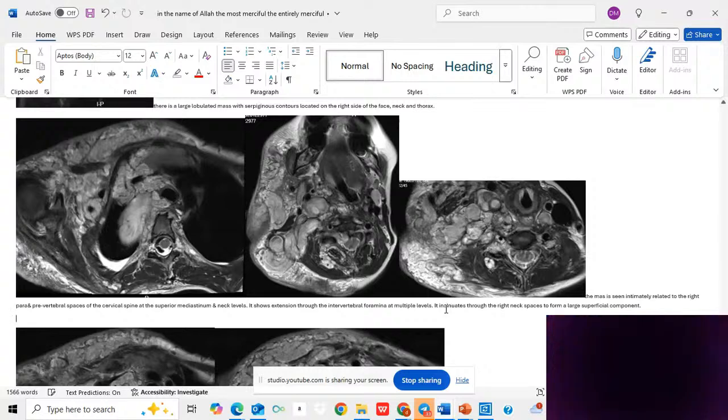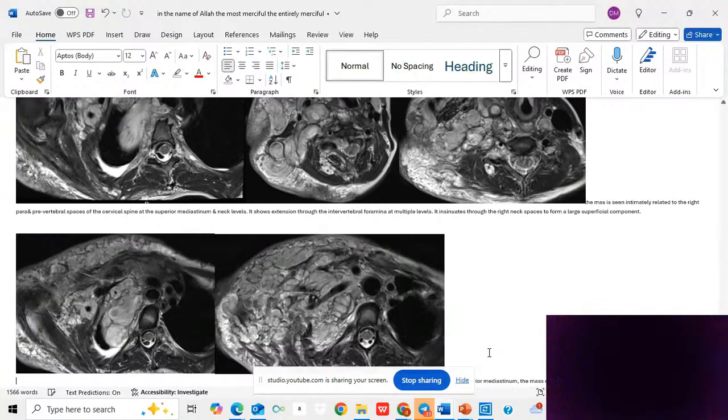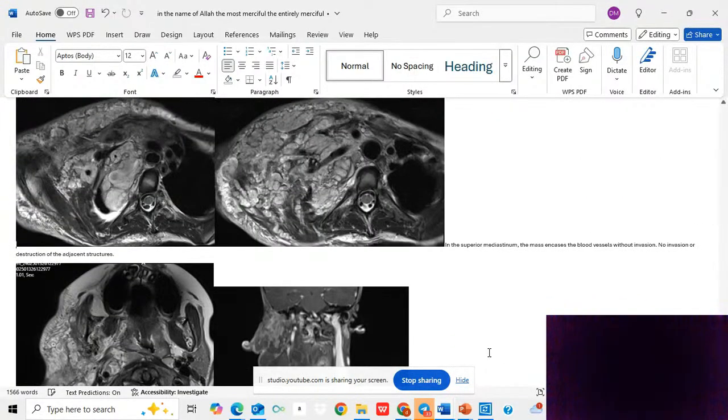After that, the mass insinuates through the right neck spaces to form a large superficial component, as you can see here, with extension through the intervertebral foramina at multiple levels. So what about the next image?